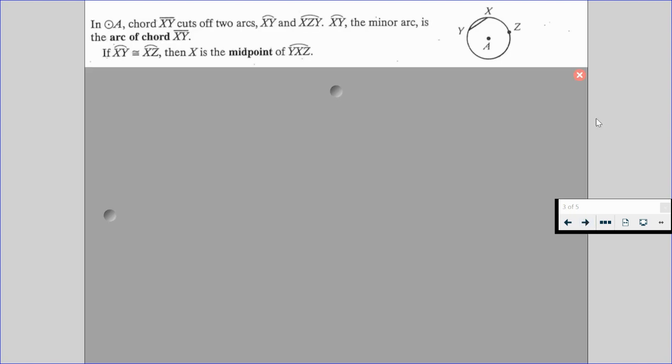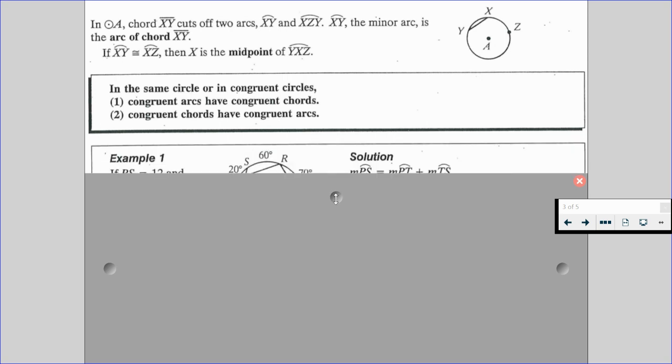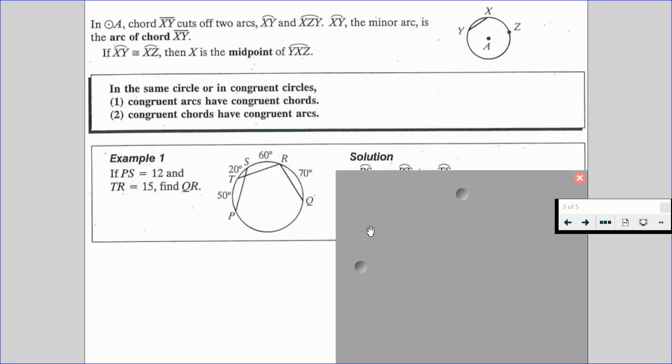Let's begin. So in circle A, chord XY cuts off two arcs, arc XY and arc XZY. Arc XY is the minor arc, and that's going to be the arc of the chord XY. If minor arc XY is congruent to minor arc XZ, then X is going to be the midpoint of arc YXZ. So in the same circle, or in congruent circles, one of two things can happen. Congruent arcs have congruent chords, and congruent chords have congruent arcs, which leads us into example number 1.